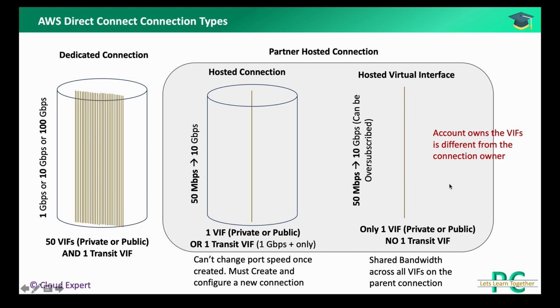Let's say you want to connect your data center with AWS, but you are going for a hosted virtual interface, then the virtual interface will be hosted by some other owner. Here you are not owning the virtual interface, and the virtual interface will be shared. You can understand it is a shared bandwidth across all the virtual interfaces on the parent connection. Let's say you are taking the hosted virtual interface from XYZ company, and there are other 10 companies also accessing virtual interfaces. So all those virtual interfaces will share the connection speed. It could be oversubscribed, or you can have the shared bandwidth.